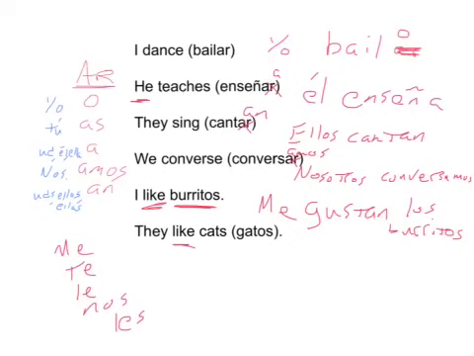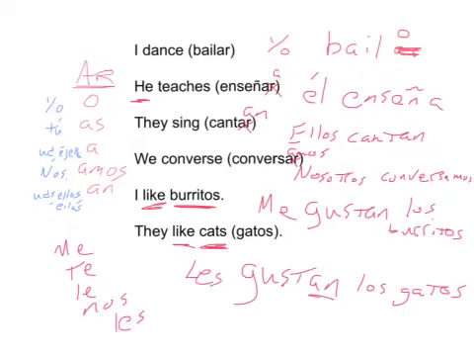And they like cats. What's doing the pleasing? The cats are doing the pleasing. So we're going to conjugate gustar for cats, more than one, gustan. Los gatos. Who are they pleasing to? They're pleasing to them. So we're going to say les gustan los gatos.